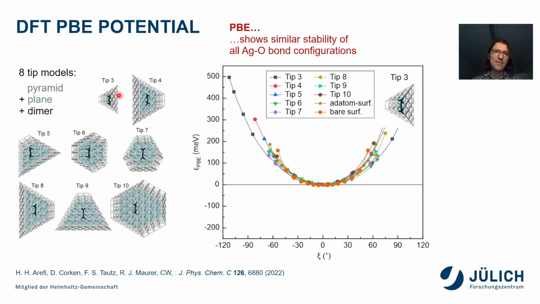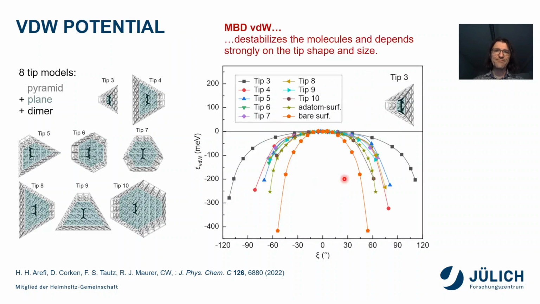So, and here you see this number of different tip models, where we always took a pyramid and cut it at a certain height and then placed two adatoms here in black as the tip apex. And this now somewhat resembles the molecule standing on the surface that I showed previously. And interestingly, in all these cases, you get more or less the same stabilizing potential from PBE for the chemical interaction, even if you place the orange curve here, place the molecule on a bare surface without the pedestal.